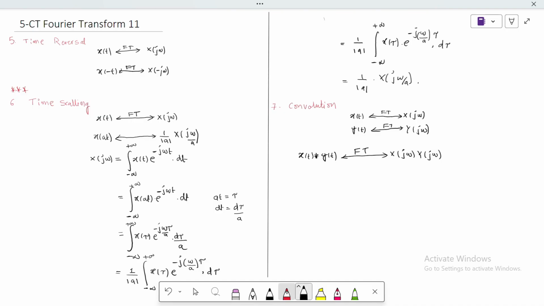Very, very important, this convolution. Time shifting, time scaling, and convolution: these three are very, very important. The next one is multiplication.